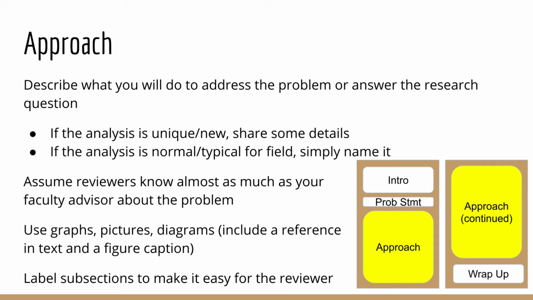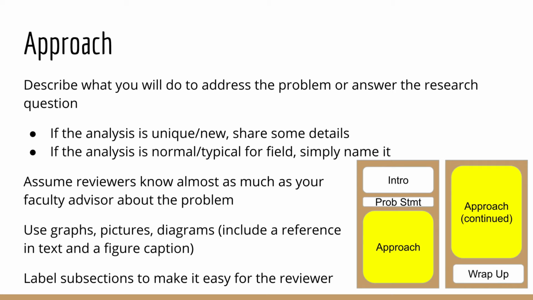The approach section, which is really the majority of your proposal, in here you describe what you'll do to address the problem or answer the research question. A couple of finer points here: if the analysis is unique or new, please share some details about it, because the people who review your proposal won't be familiar with it. If the analysis is a normal, typical analysis for your field, simply name it, because it's likely that your proposal reviewers will already be familiar with your field, and they will just need to see the name of what it is that you plan to do.